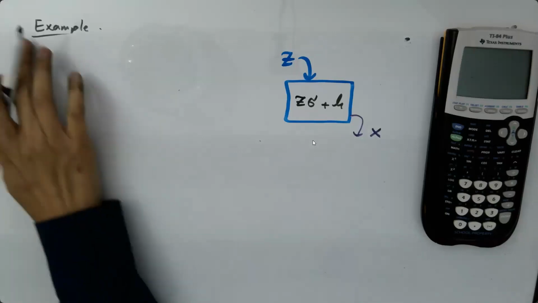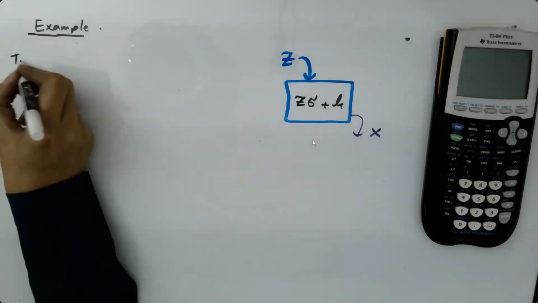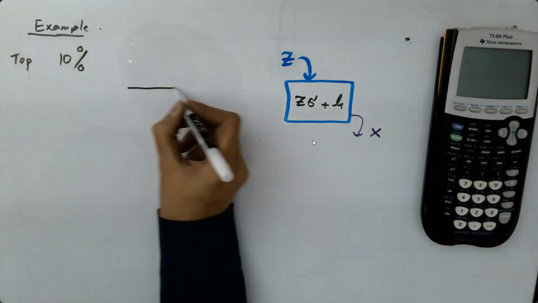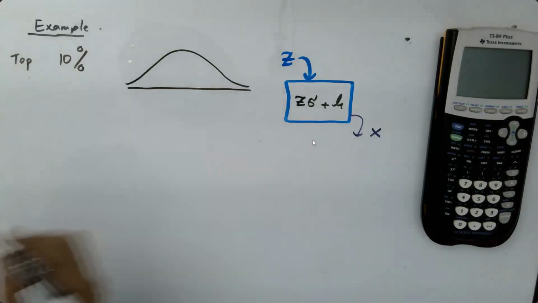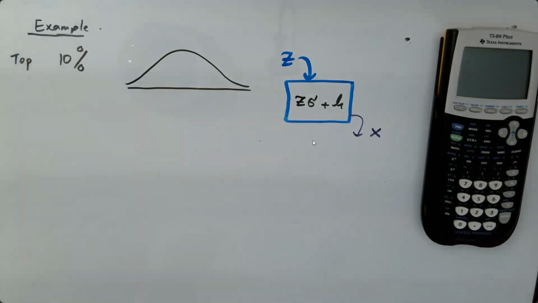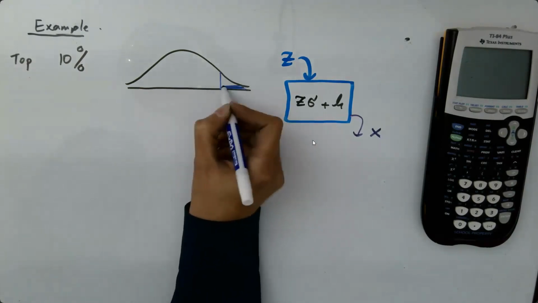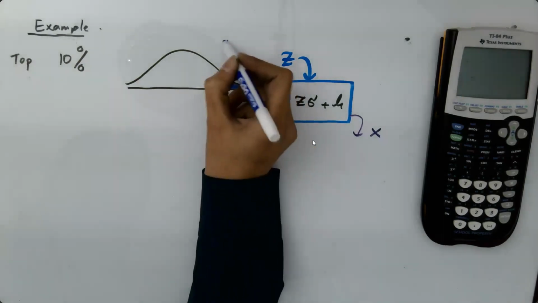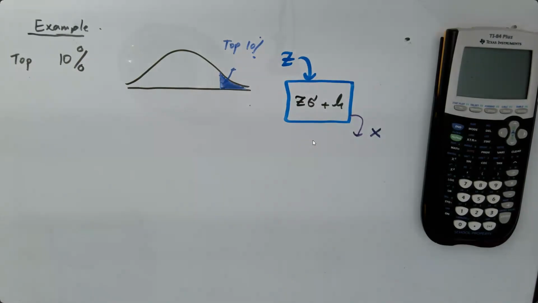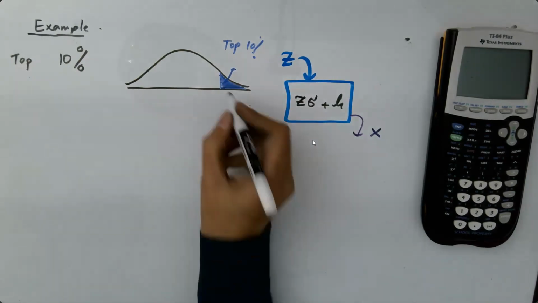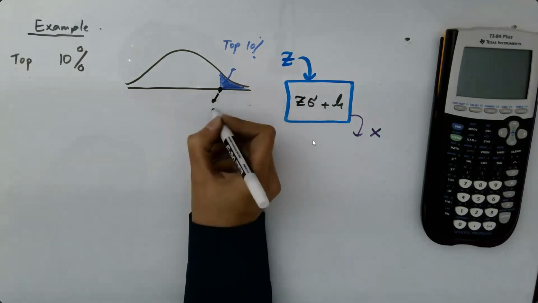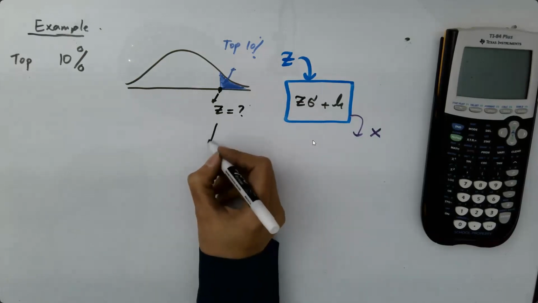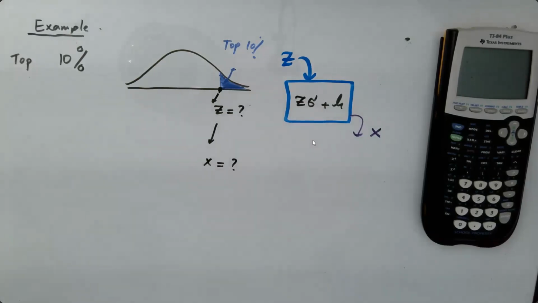So in this example, we know that it must be the top 10%. Top 10%, where is that located? Let's take a look at your graph. This is my graph, and the top 10% is going to be here. 10% of 100%, but it is the top 10%. So what is the Z value for the top 10%? First we need to find Z, then we're going to find our X value.